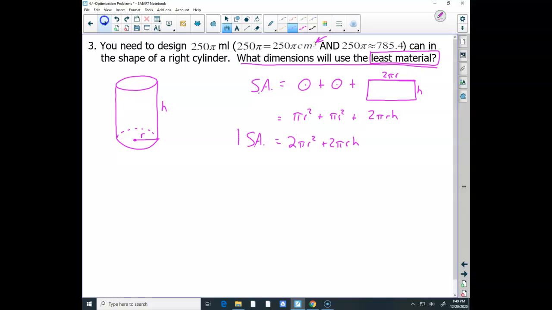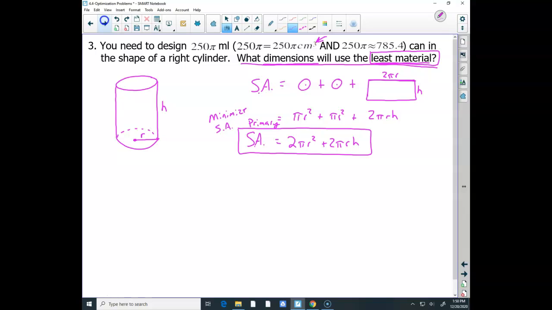Now, this is my surface area, and that's what I'm trying to minimize. Minimize surface area. This is my primary equation. Okay? Well, I really can't take the derivative of that thing because it's multiple variable. Okay? I want the dimensions.